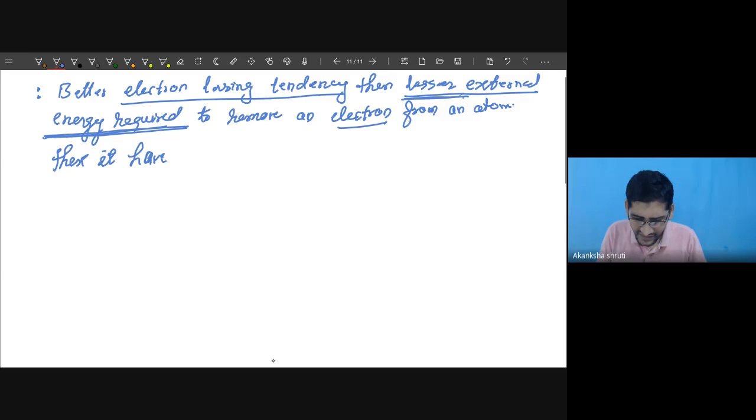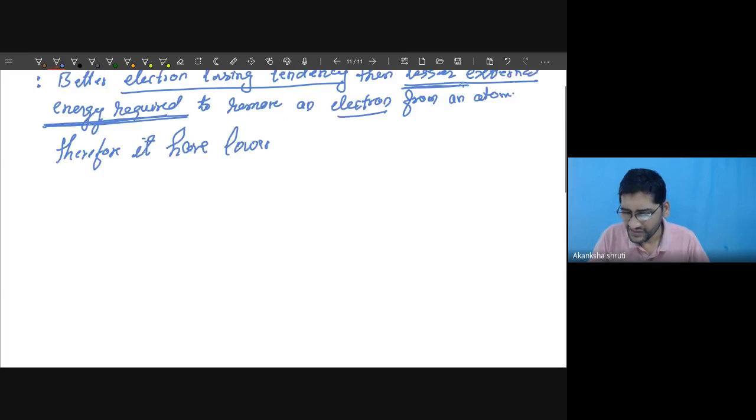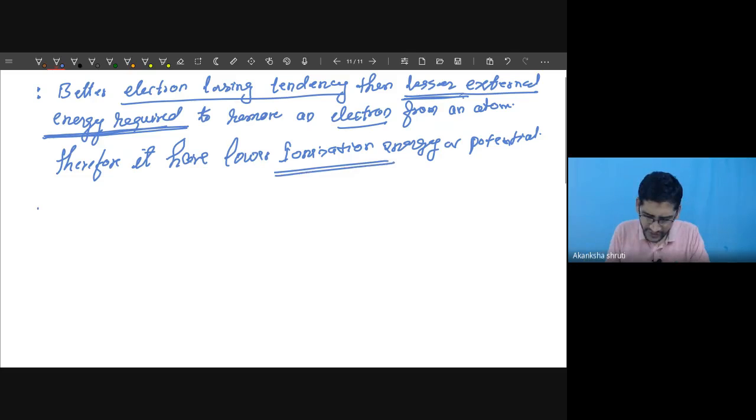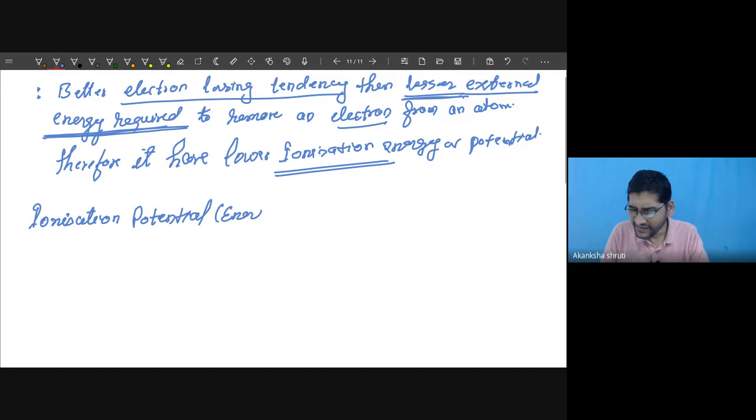Therefore, write it here, it has a lower ionization potential, or ionization energy. In place of energy, it is also called potential. As the name itself indicates, ionization potential or ionization energy is what? The energy required for an atom to convert it into an ion in the gaseous state.